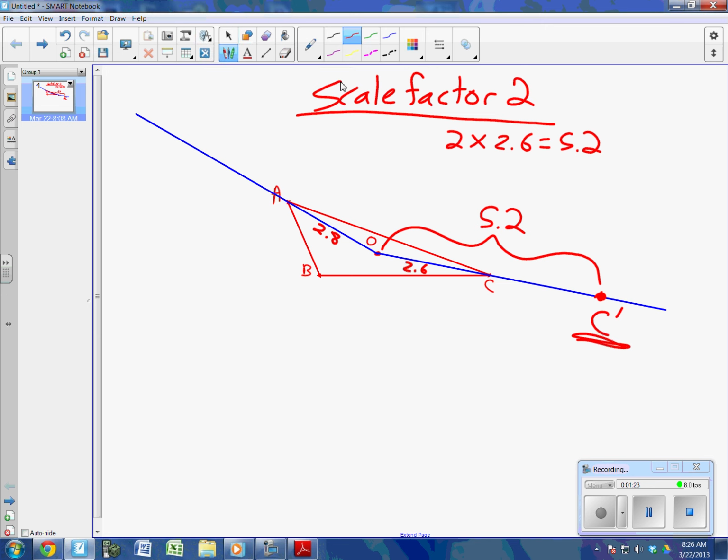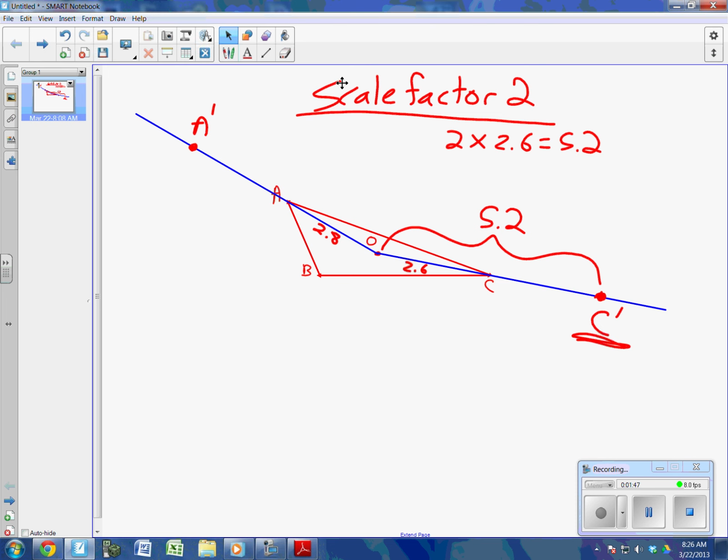Okay, 2.8 times 2 is what? Is 5.6. So you're going to go out to 5.6. I'm just estimating. Somewhere out here. You guys are going to actually measure. So we're going to call that A prime. And that distance was 5.6. So now we have A prime and C prime. Now we have to find B prime.